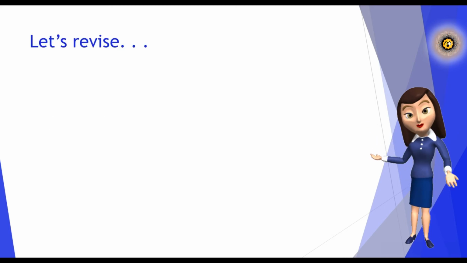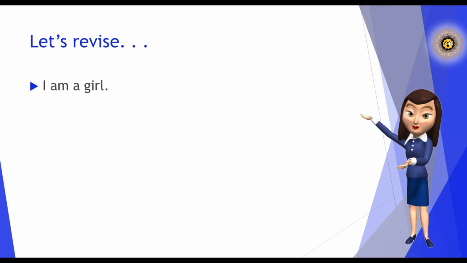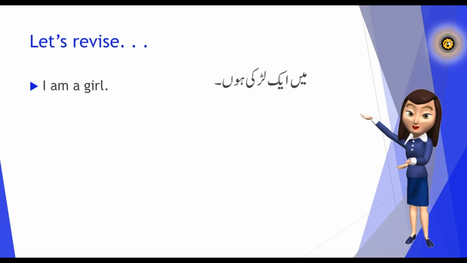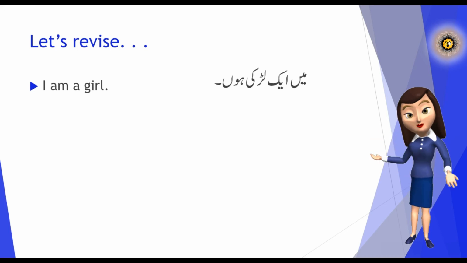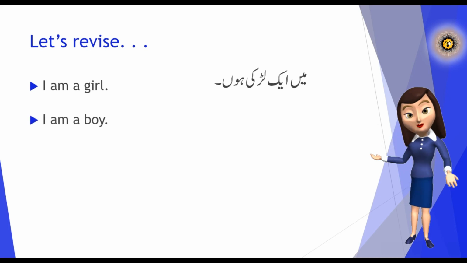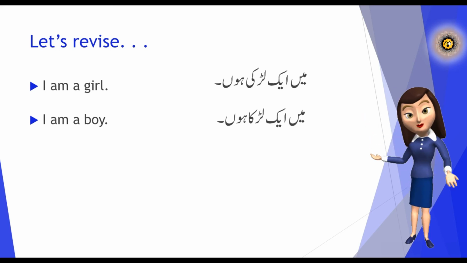Alright, now let's revise a few more sentences. I am a girl. In English we say, I am a girl. And in Urdu it is, मैं एक लड़की हूँ. Or you can always say, मैं लड़की हूँ. Or if the boy is saying, he says, I am a boy. And in Urdu it is, मैं एक लड़का हूँ. Or it could always be, मैं लड़का हूँ.